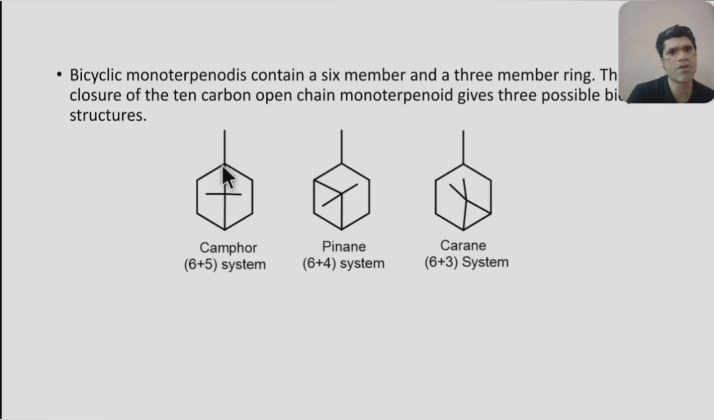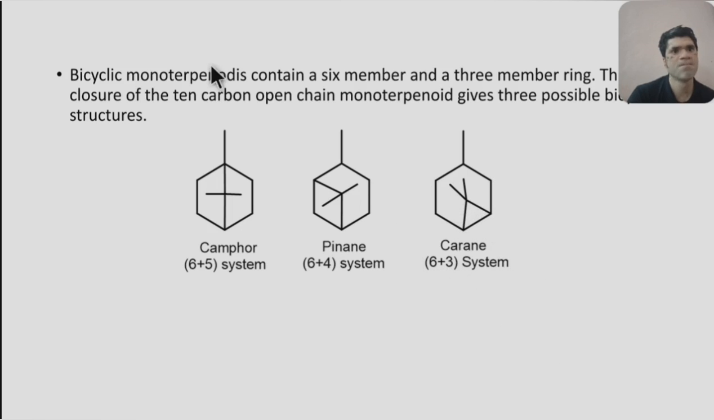So if we count from here, this is the bridged carbon: 1, 2, 3, 4, 5, 6. So this is a 6-membered ring, and from here 1, 2, 3, 4, 5. So this is a 5-membered ring. So this is the 6+5 system, and pinene. So this is a 6-membered ring, and then this is a 4-membered ring, the 6+4 system, and this is a 6-membered ring and 3-membered ring, the 6+3 system.